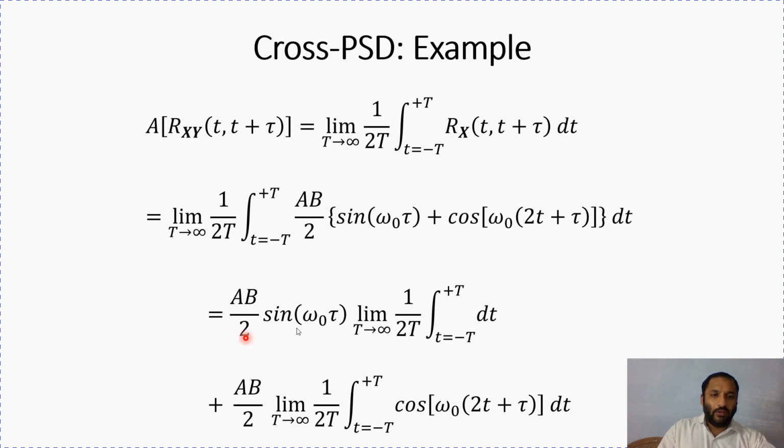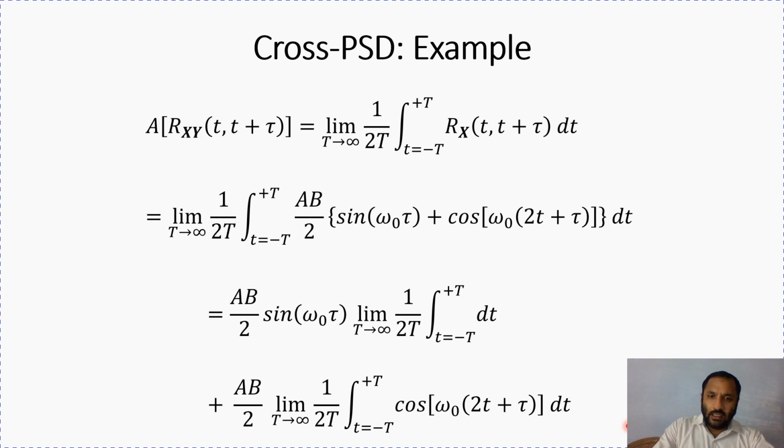So now I'm left with only this expression in the first term. Now look at the second term. In the second term, I have brought the constant outside the integration. I'm only left with the definite integral from minus T to T of cosine of omega naught 2t plus tau. Now we have to evaluate this integral.